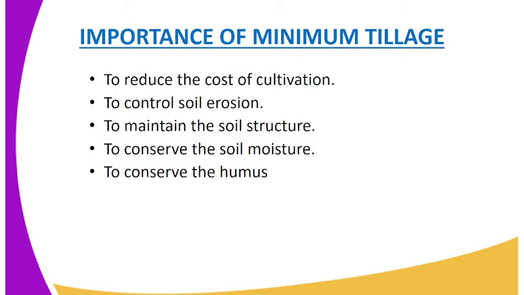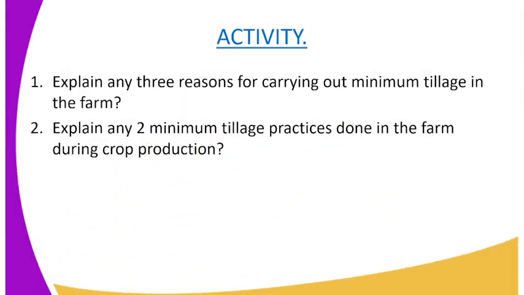We have come to the end of today's lesson, and I'm going to give you an assignment. The first question is, you're supposed to explain any 3 reasons for carrying out minimum tillage, and the second question is, you're supposed to explain any 2 minimum tillage practices that are done in the farm during crop production.